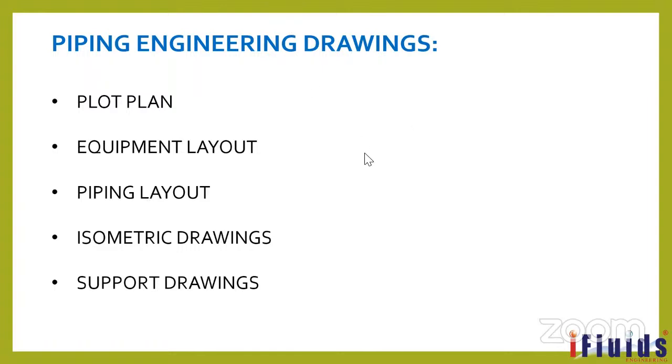Regarding piping engineering drawings, the major drawings which we need to prepare are plot plan, equipment layout, piping layout, isometric drawings, and piping support drawings. These are the major engineering drawings we prepare for any plant construction or expansion. First, we will see about the plot plan.